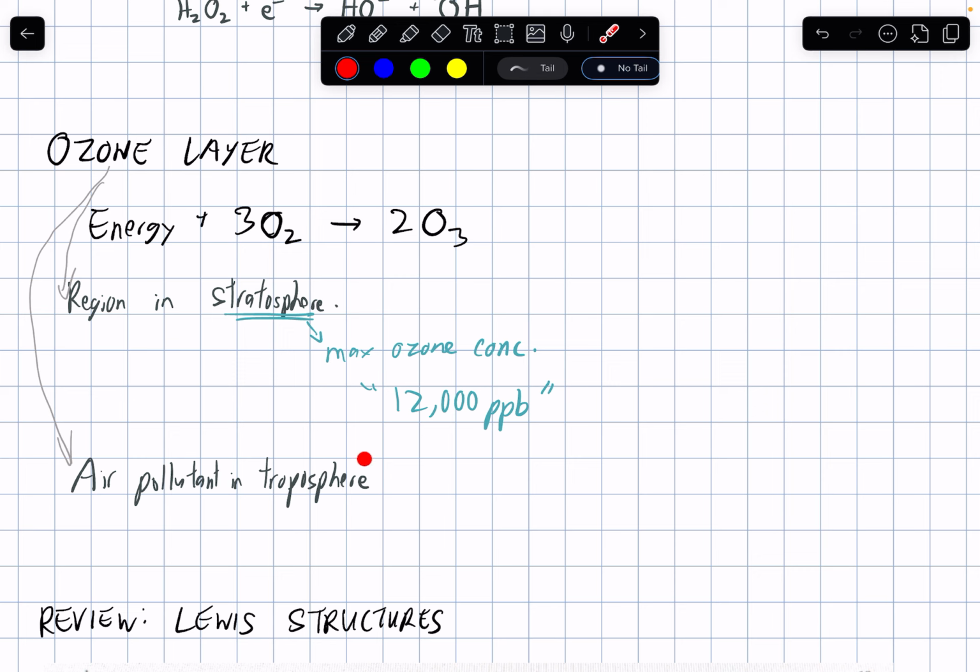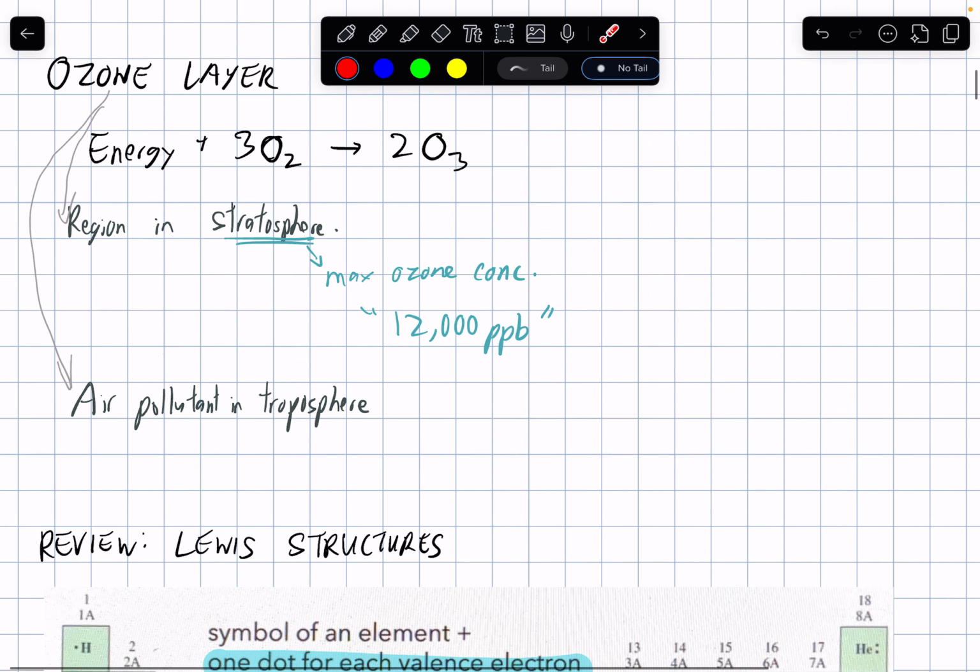Because what I said earlier was ozone is a GHG. I guess it's not. It's actually an air pollutant in the troposphere.